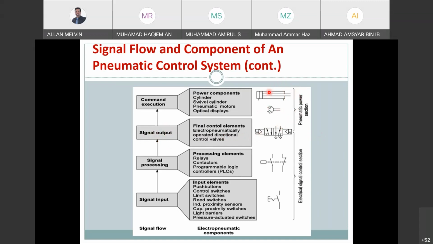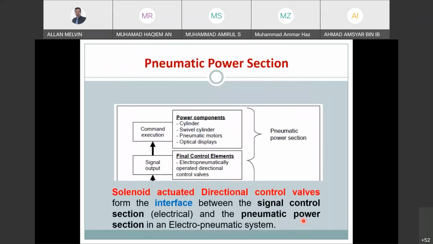So you are using a cylinder or motor. A bit slightly different for electro-pneumatic compared with pneumatic. Okay, so pneumatic power section. The power section is the last part. Normally we will use a cylinder.